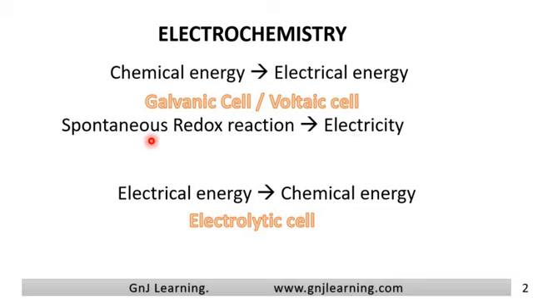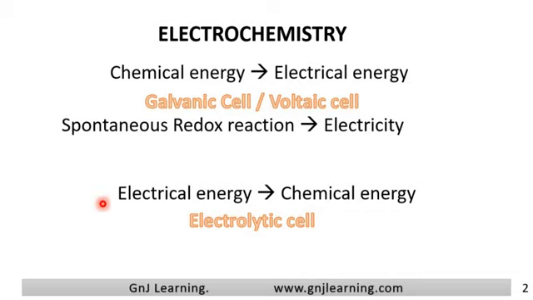What does spontaneous mean? Spontaneous means a reaction or a process that takes place by its own. You don't have to supply any energy to it. A spontaneous process will proceed by its own. What is redox? Redox means a reaction where both reduction and oxidation take place. So in a redox reaction, if it is spontaneous, then a galvanic cell can generate electricity from it.